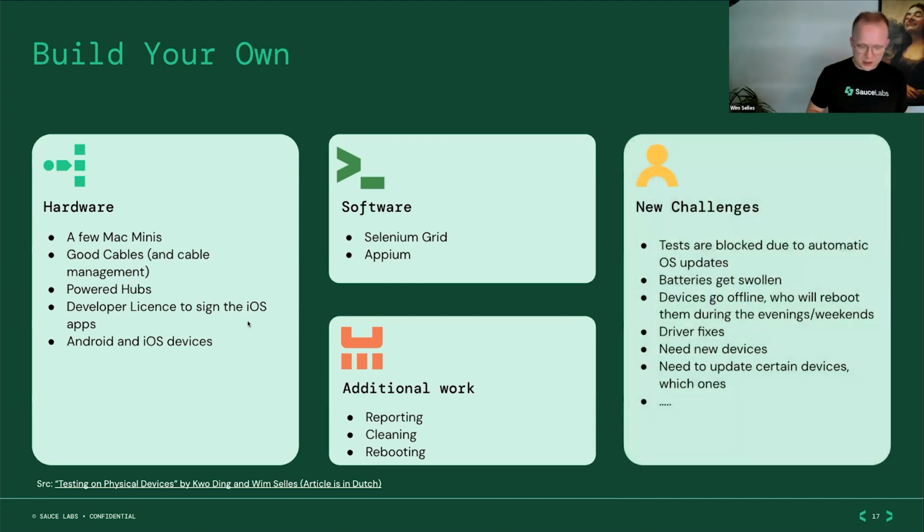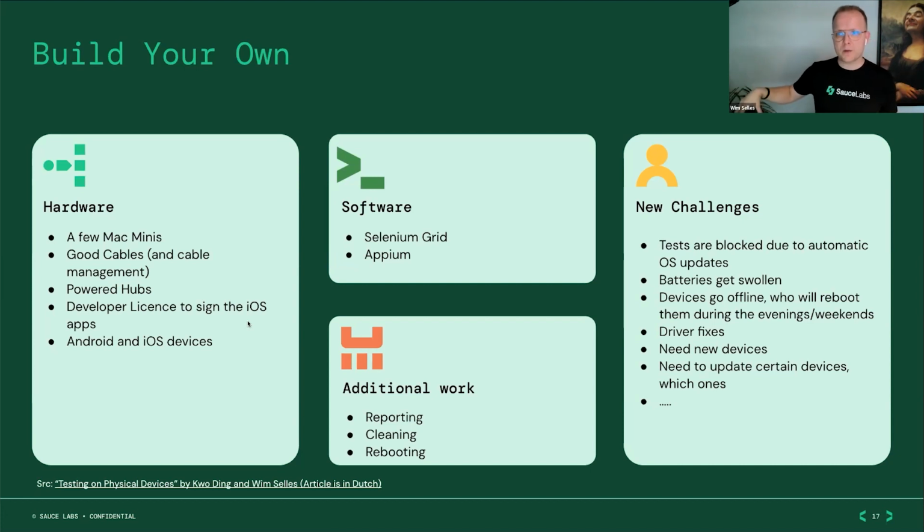And last but not least, when we were busy with this, we had more and more challenges. Tests are being blocked, for example, because Apple or Google told us there's a new iOS version. For example, tonight you will get a notification, iOS 17 is there, please download it. It will block your automation. One thing, and you will also see this in the article, batteries got swollen. We even had an iPhone 5 where the glue of the screen wasn't there anymore. We could just lift up the screen. It was funny to see what happened inside.